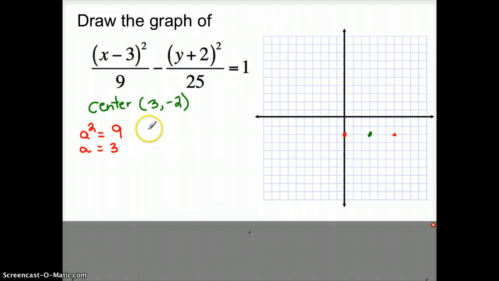Now we're going to do the same thing to figure out how much we're going to move in the y direction. So what's b squared equal to? That's 25. So that tells me that b is equal to 5. The length of the conjugate axis is actually 10, but it's the 5 that I need because that tells me how much I'm going to move up and down. Again, that's in the y direction because the 25 was under the y. So from the center, I'm going to go 1, 2, 3, 4, 5 up, and 1, 2, 3, 4, 5 down.